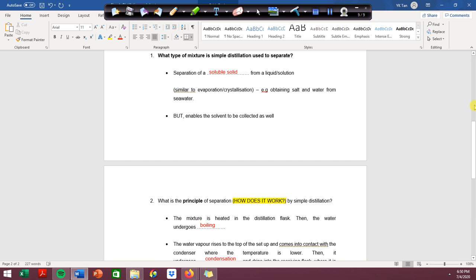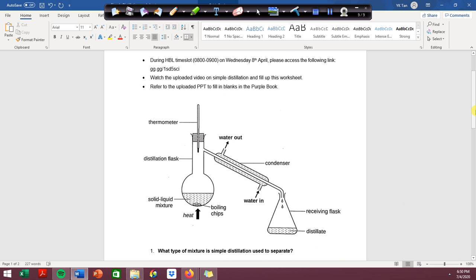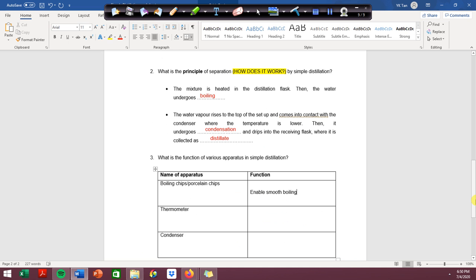Okay, so in the diagram here, you can see that there are some solids at the bottom. They look like rocks. These are actually the boiling chips. And we put them in to ensure smooth boiling. Now, if you don't put in the boiling chips, it might boil very vigorously and then it will be very dangerous for the person who's operating the simple distillation.